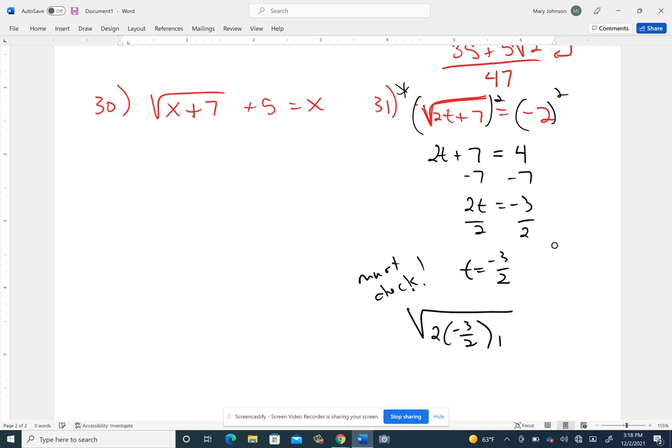All right. So I'm going to put in the negative 3/2 and see if I get a negative 2. So 2 would cancel. I'd get negative 3 plus 7, which is 4. And the principal square root of 4 is positive 2, not negative 2. So that was my only possible answer, and it didn't work. So this one has no solution. Okay, empty set.